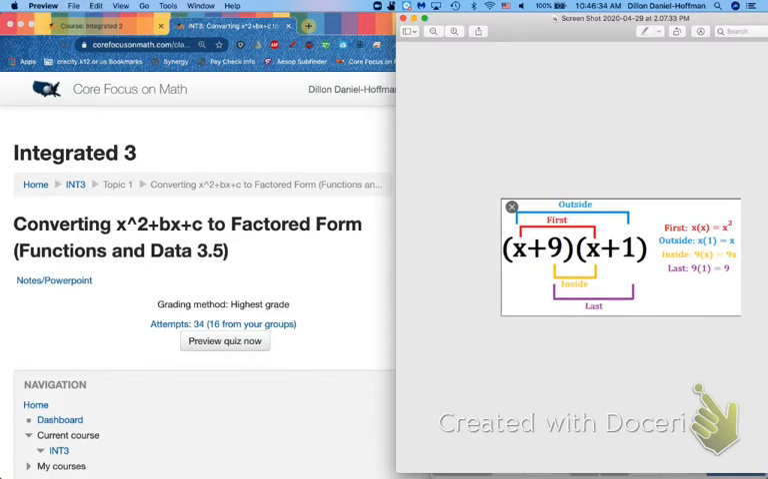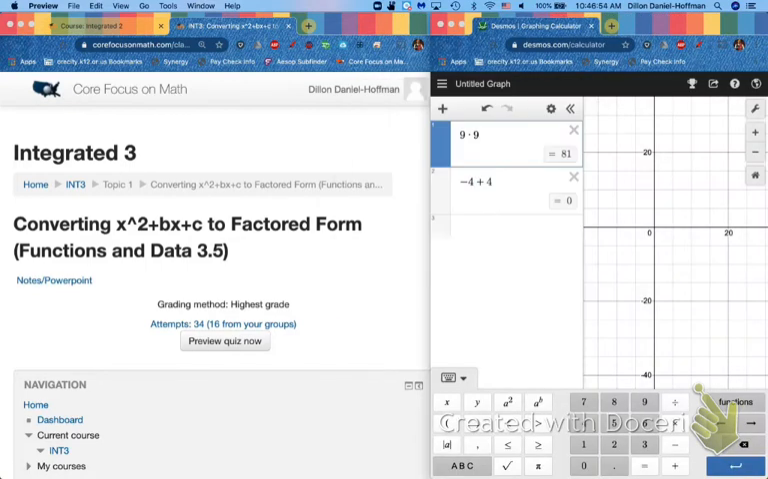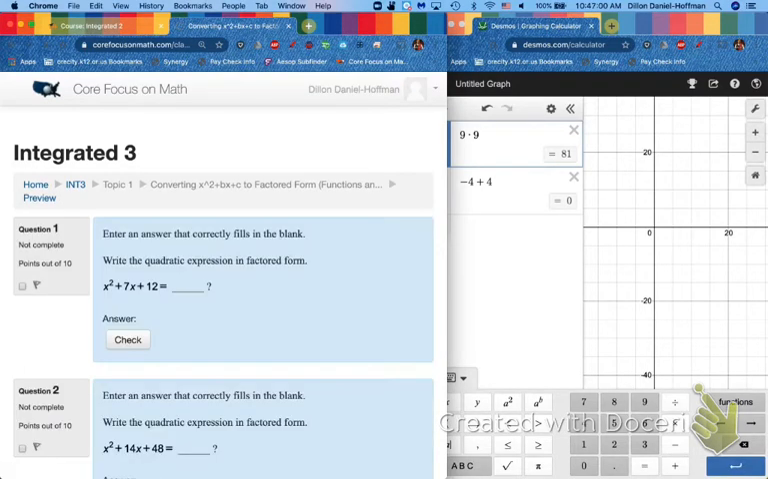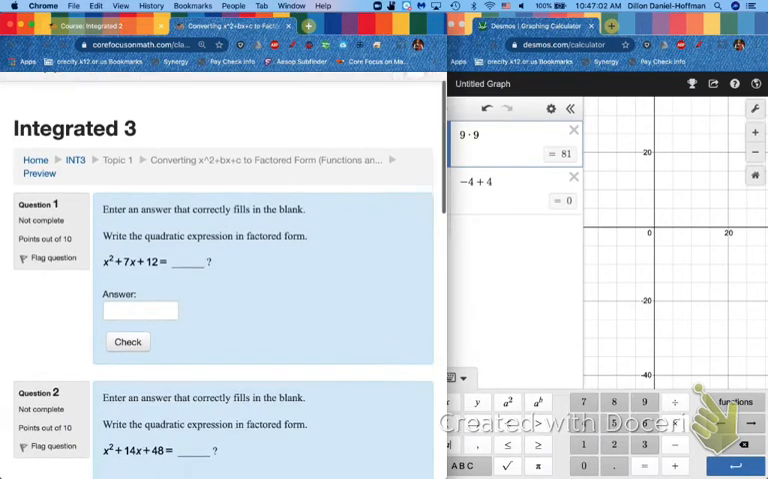This is one of my favorite assignments because it's kind of a game. The game is going to be: what two numbers add to my middle number with the x? Remember last time, the middle number has the x. And then what same two numbers multiply to get our last number. All right, let's dive right into it. Notice I have my Desmos calculator up from what we did last time with the multiplying and the adding.